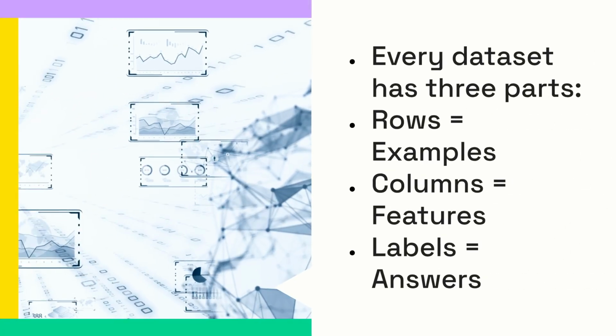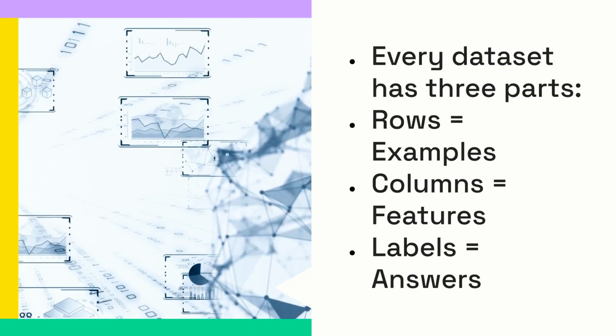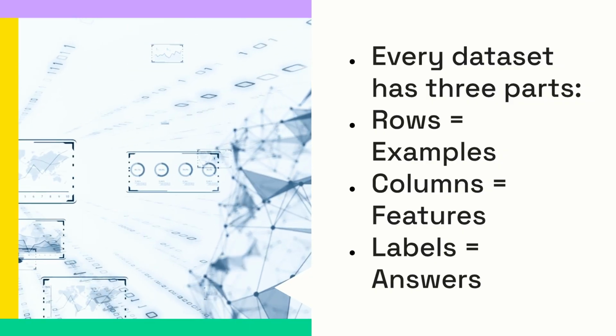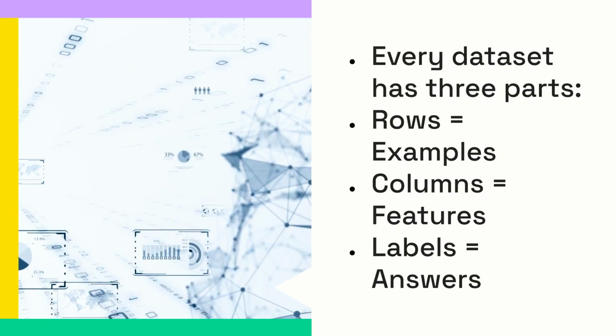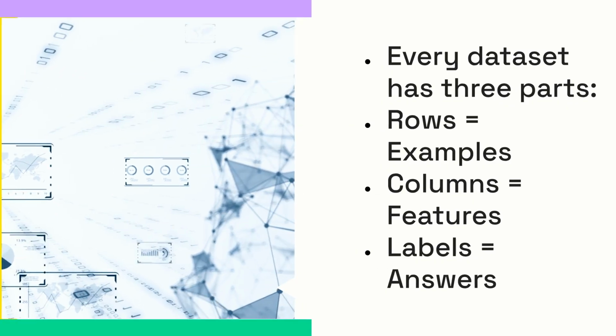Let's quickly recap. If you remember one thing today, remember the three essential parts of every dataset. The rows, which are the examples, the columns, which are the features, and the label, which is the answer the AI is learning to predict.